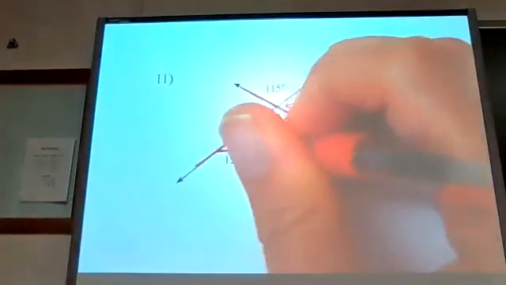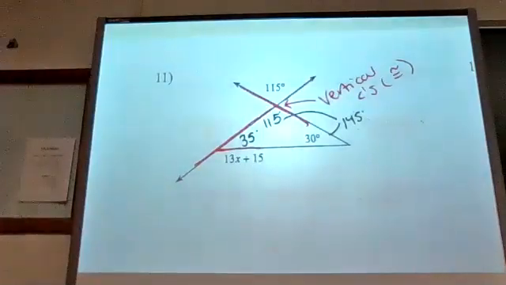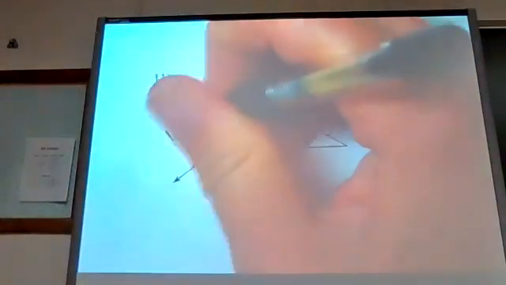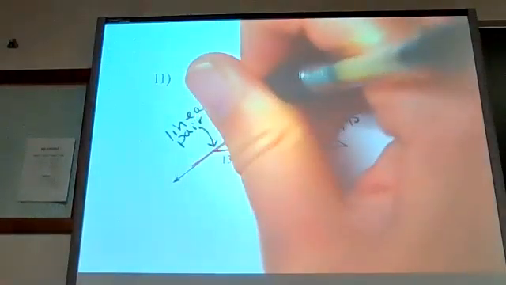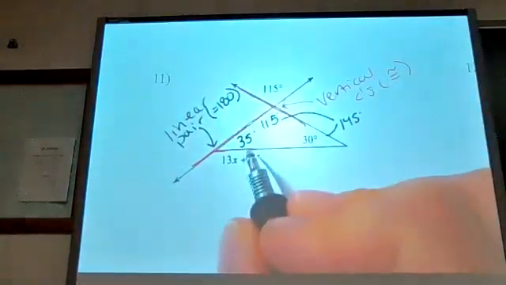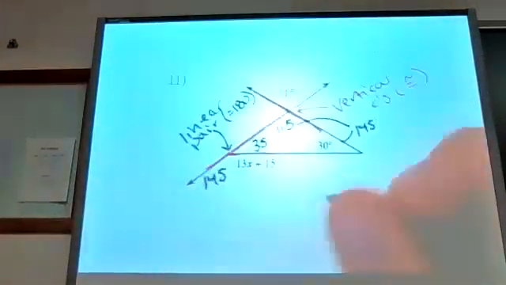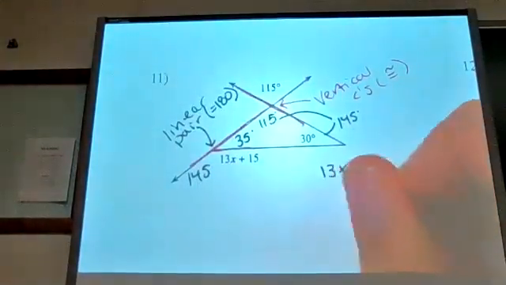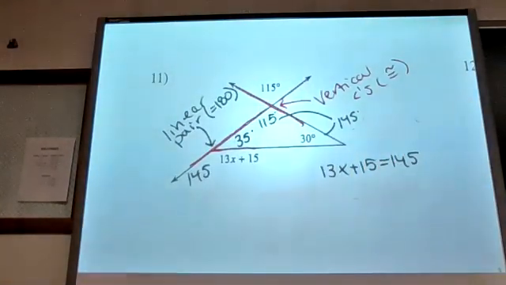And so then one way that I can solve for x is going, well, if that's 35, what do I have here? They create a line. So what does that mean? They also have to add up to 180. So I have a linear pair here, which are supplementary or adds up to 180. So if this is 35, this is 145. And then I go 13x plus 15 equals 145. And I'm on my way to solve for x.